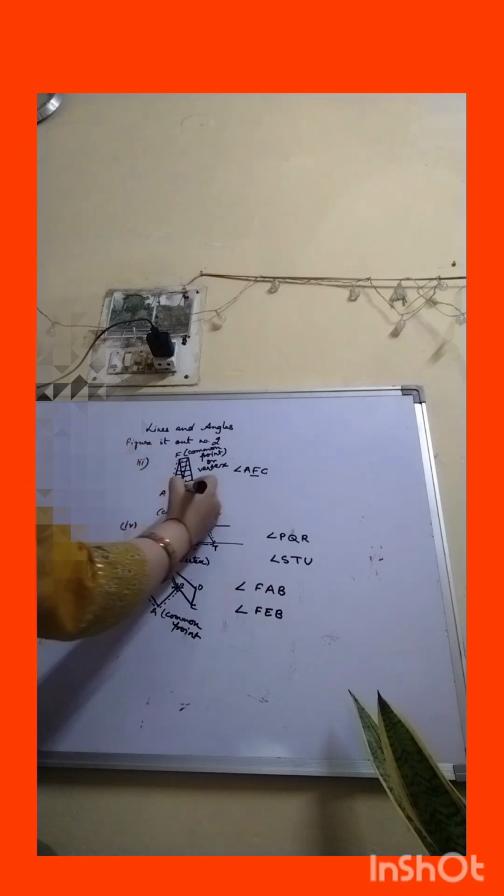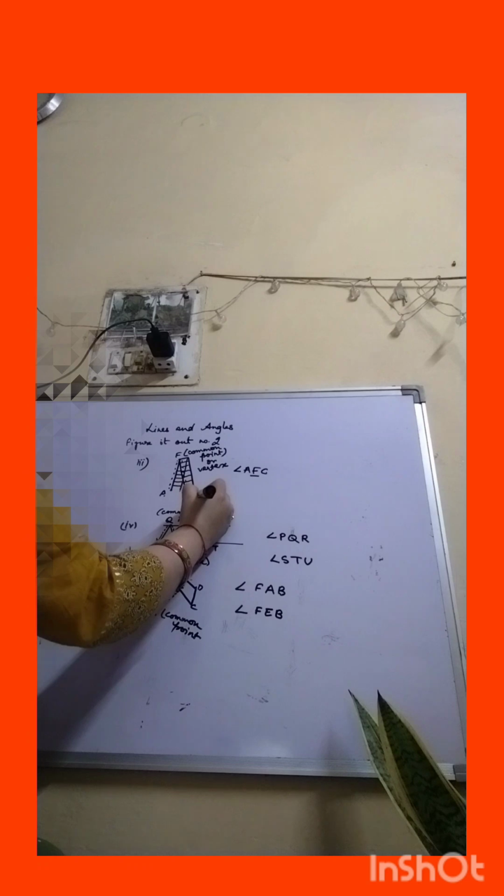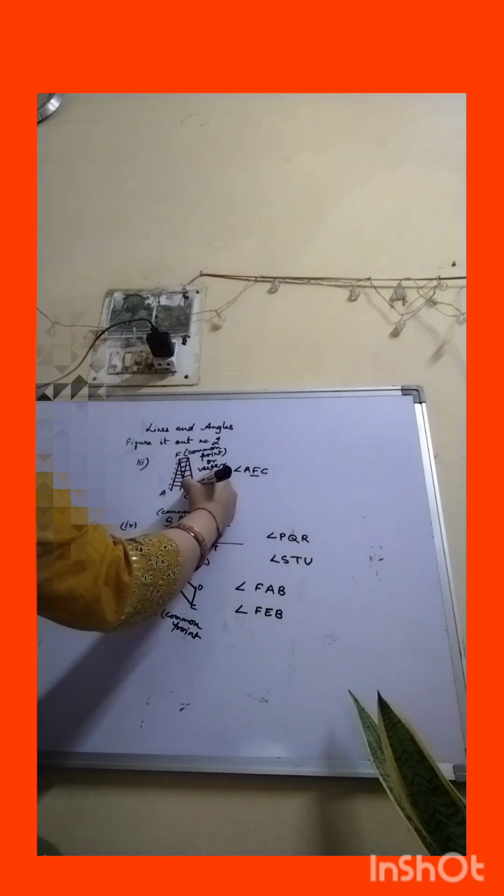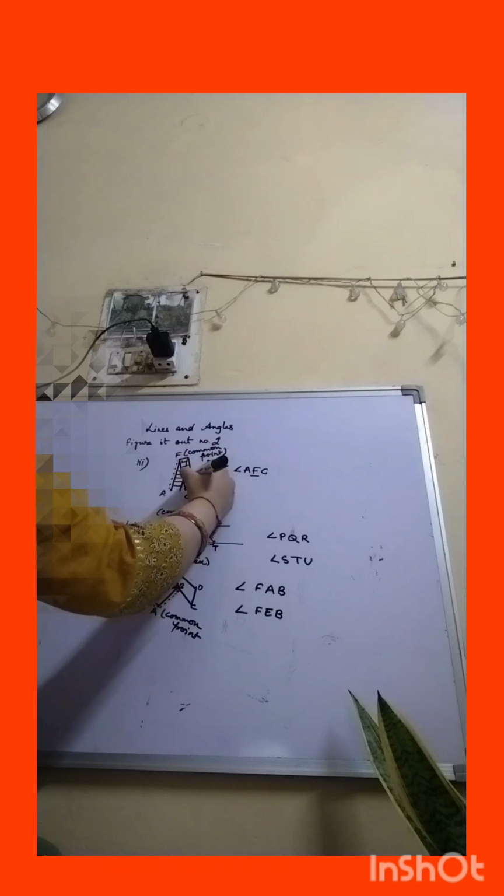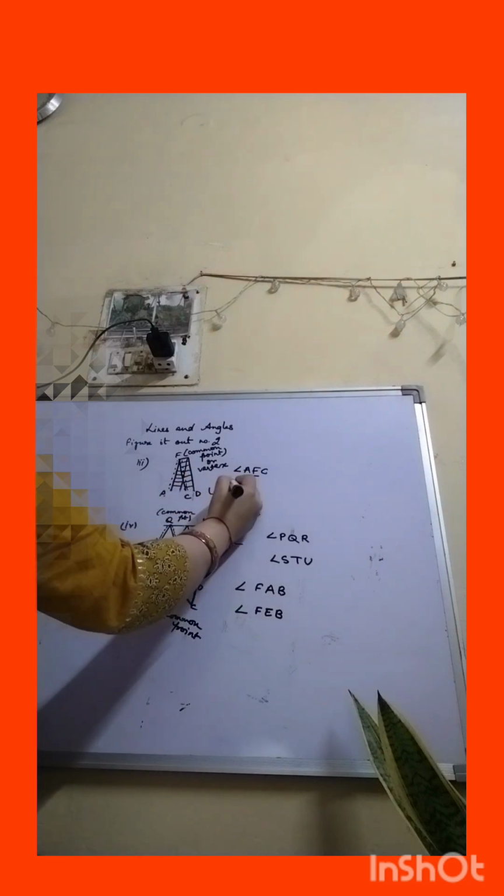Now one doubt I would like to clear in this figure of the ladder. Here if I name C and D, now you would say that I want to make C the vertex. So C and D cannot be vertex because there are no two rays. C has one ray going from here, CF, but there is no second ray going from here. So C and D cannot be vertex.